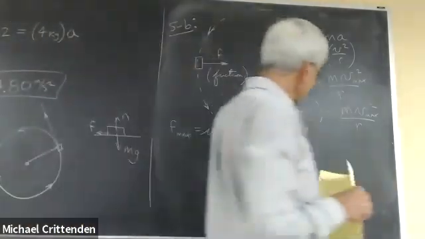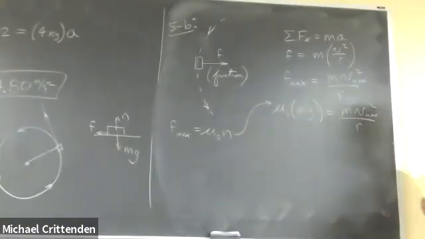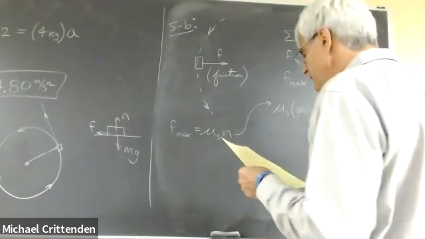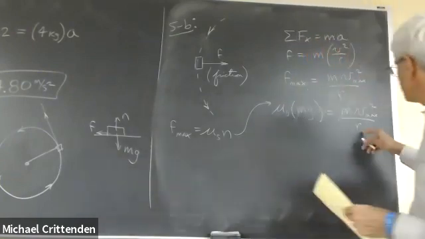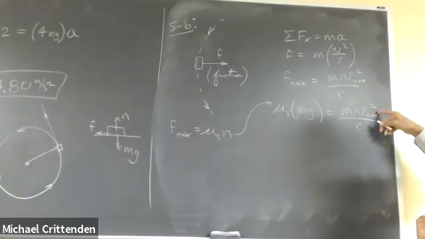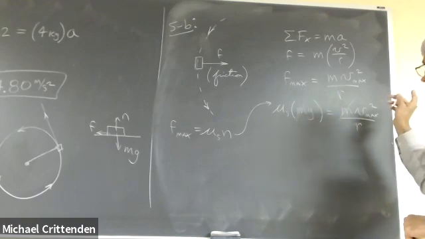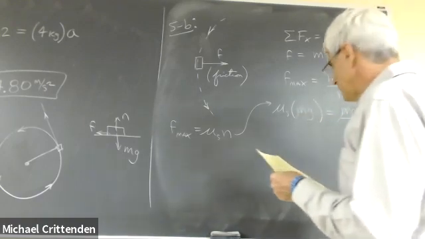So anyhow, the mass drops out. The answer will be independent of how heavy the vehicle is. Aside from that, to solve it for V, I want to multiply both sides by R, and I want to take the square root.